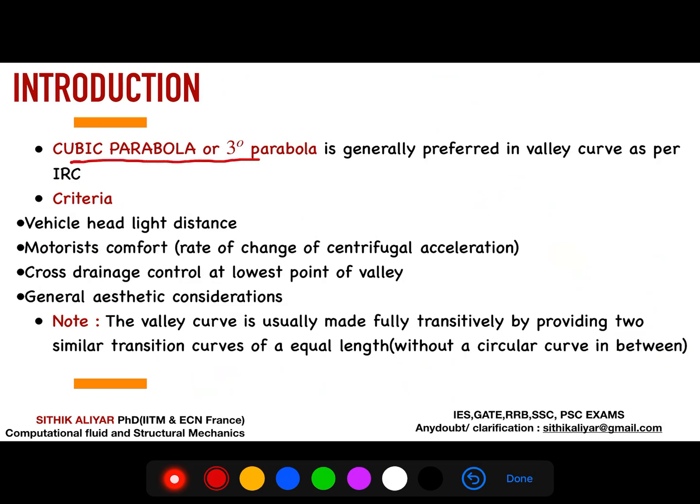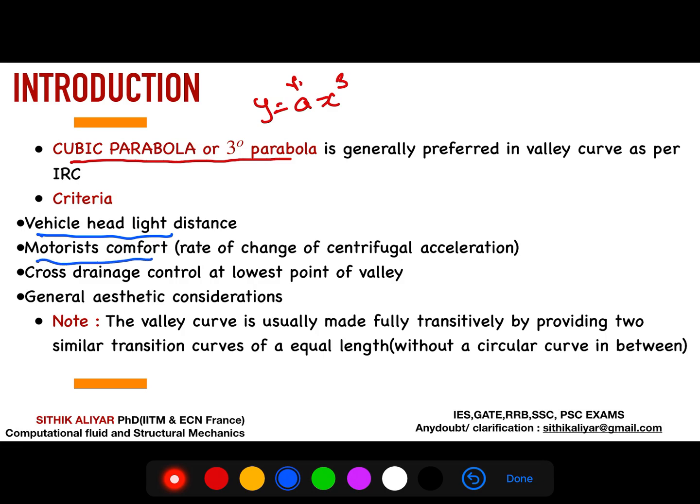If you understand, we are going to provide a cubic parabola shape, y equal to ax cube. Here a is a constant, don't think a is some radius or something, it's just a constant. Then you should know headlight sight distance will be another criterion, and motorist comfort will be one criterion.